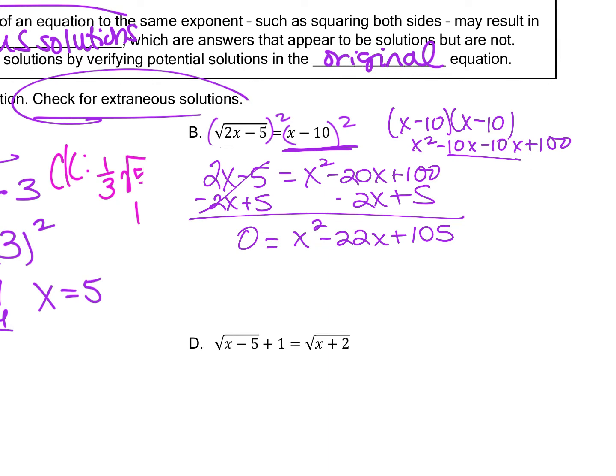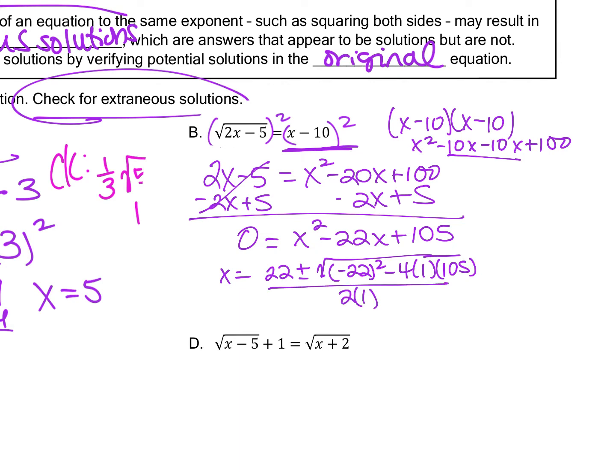So if I use the quadratic formula, that's going to be 22 plus or minus the square root of negative 22 squared minus 4 times 1 times 105 over 2 times 1. Okay, so we discussed this before. We need to make sure that we plug in what's under the square root without the square root. And also remember that you need to put negative 22 in parentheses. So when you do that, you should get 64.